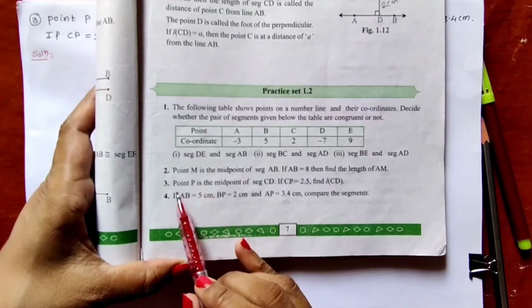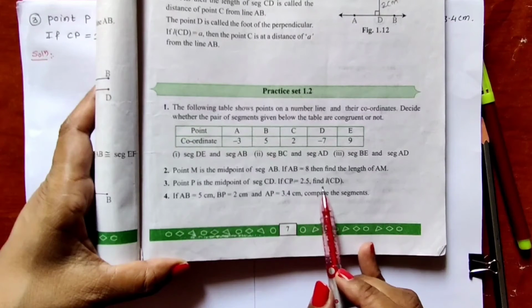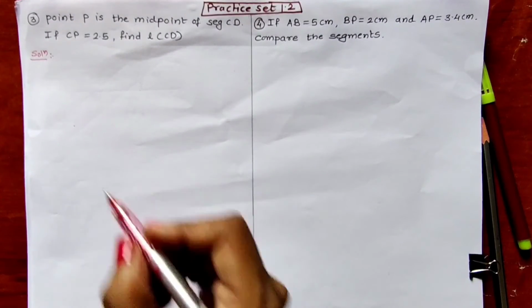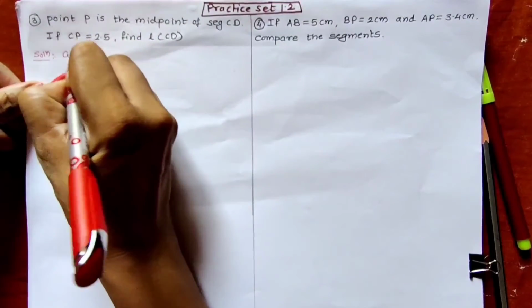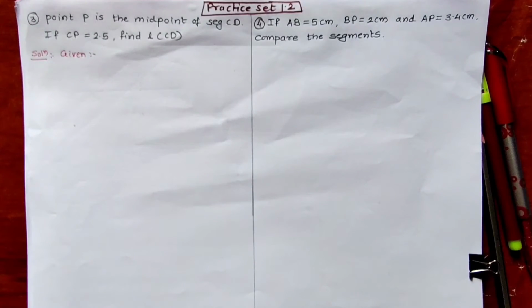Let us see this next question. Point P is the midpoint of seg CD. CP is equal to 2.5. We have to find length CD. So let us start our solution. What is given to us? Given is point P is midpoint of seg CD.